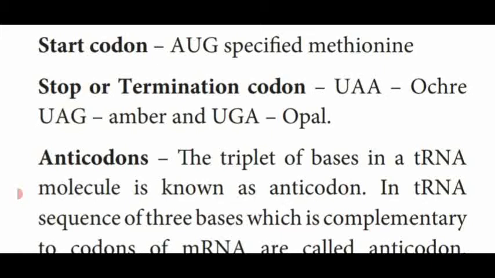Another one, stop or termination codon. Example, UAA, which is called ochre, UAG, that is amber, and UGA, that is opal. So these are all the three stop codons or termination codons.